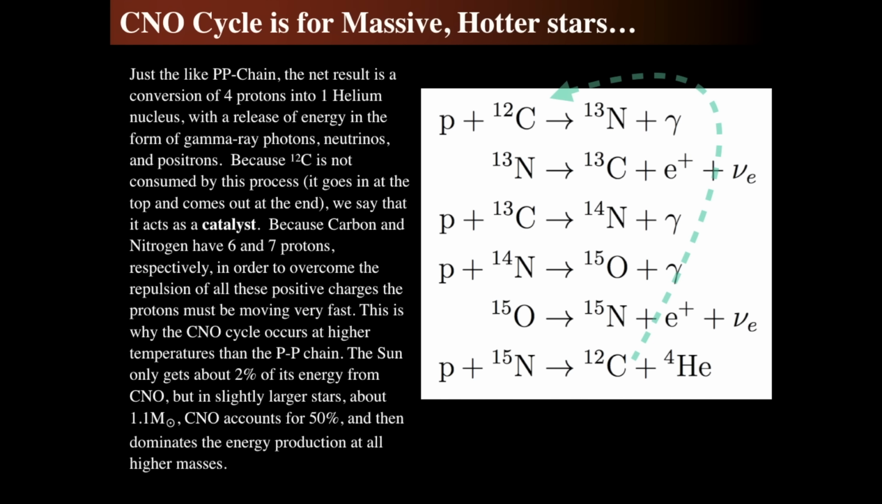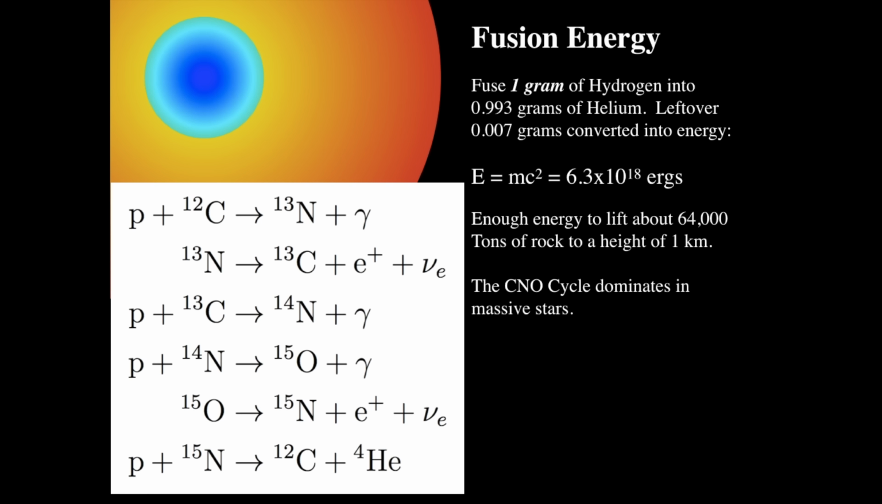So the sun does a little bit of this. About 2% of the sun's output comes from this. But once you get above 1.1 solar masses, or just a little bit more massive than the sun, CNO is about 50%. But once you're up to about 4 solar masses, it is 100%. So by 2 solar masses, you're doing a CNO cycle completely.